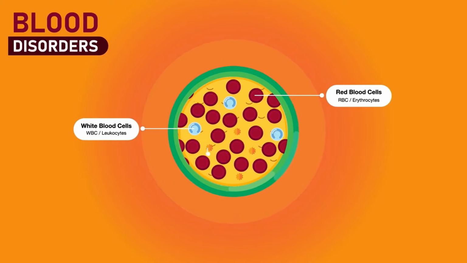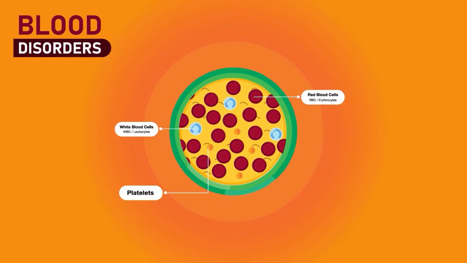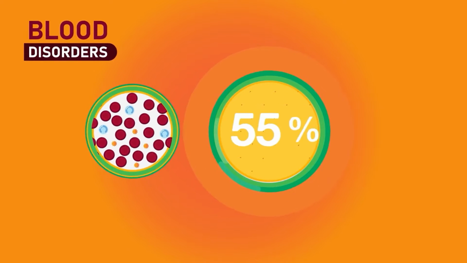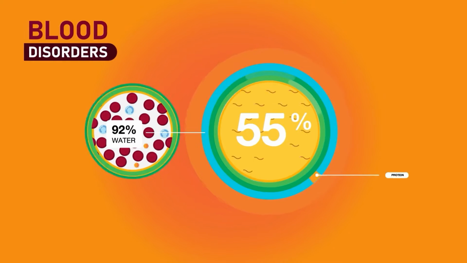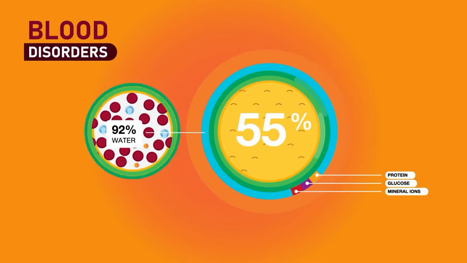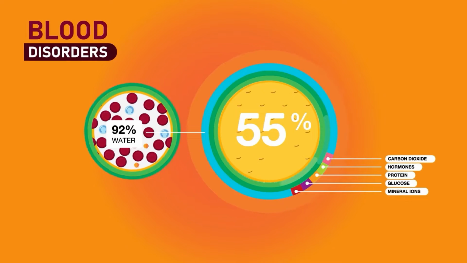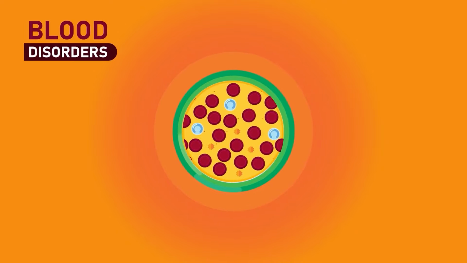leukocytes, and platelets. Plasma, which constitutes 55% of blood fluid, is mostly water, 92% by volume, and contains dissolved proteins, glucose, mineral ions, hormones, and carbon dioxide. All the blood cell families work together and maintain your body so that you are healthy and strong.